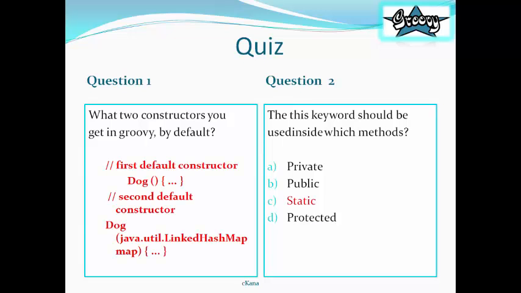Static, or D. Protected? And the answer to question 1 is: the first default constructor is an empty constructor and the second default constructor has a map as a parameter. And the answer to question 2 is C. Static.